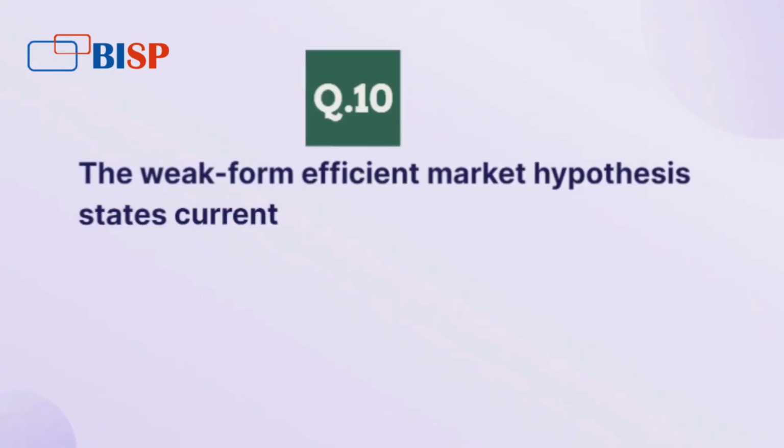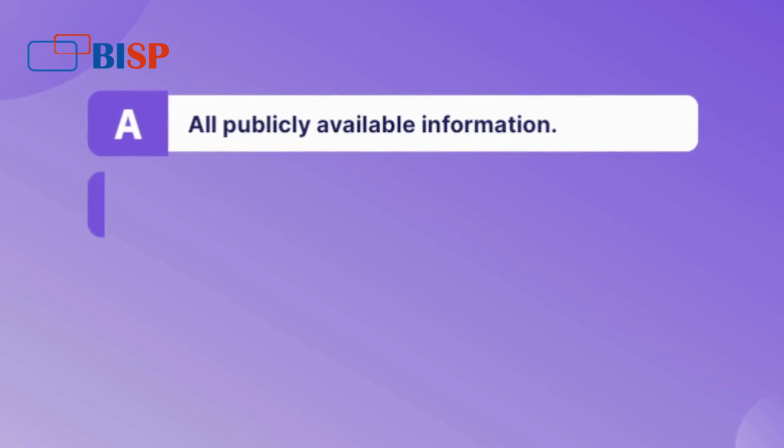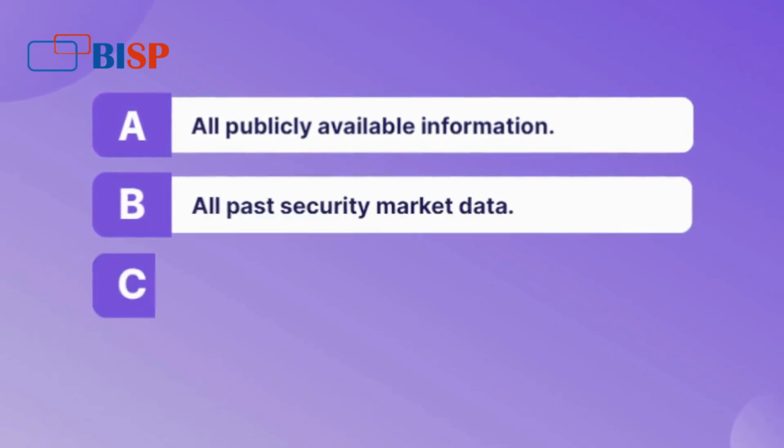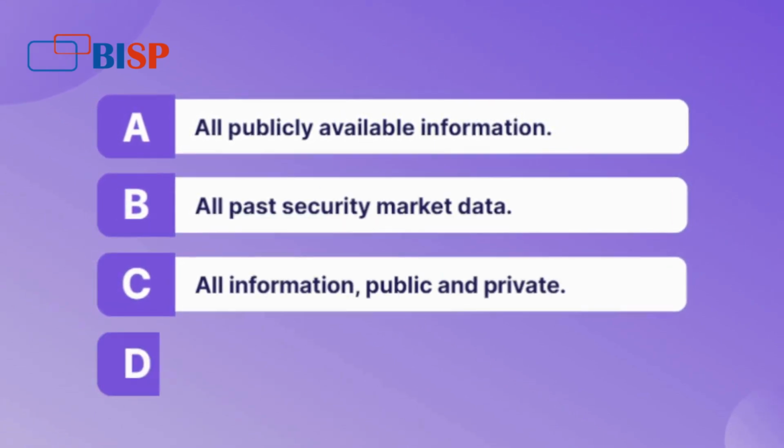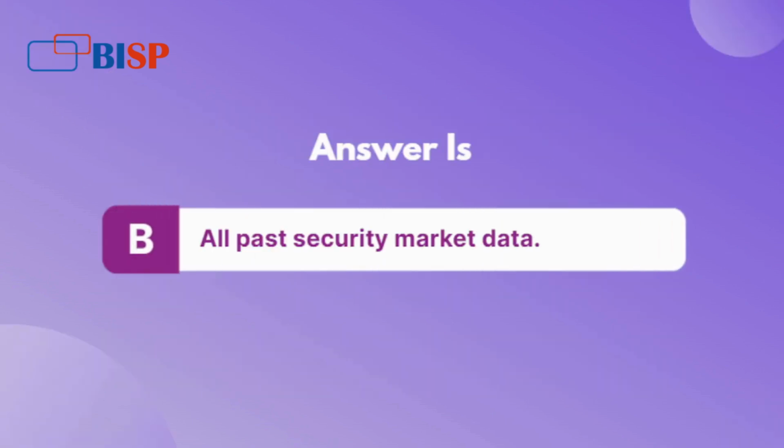The weak form efficient market hypothesis states current stock prices fully reflect A. All publicly available information. B. All past security market data. C. All information, public and private. D. None of the above. Answer is B. All past security market data.